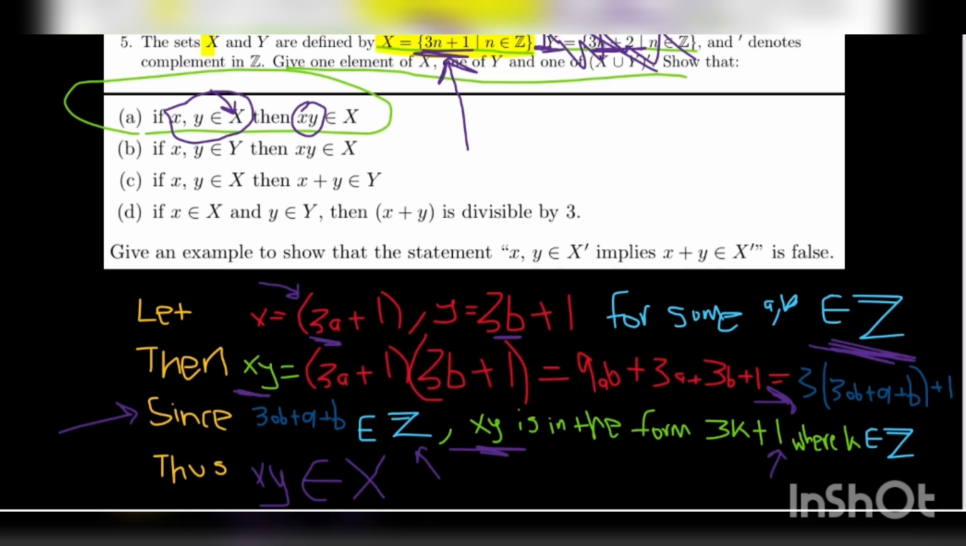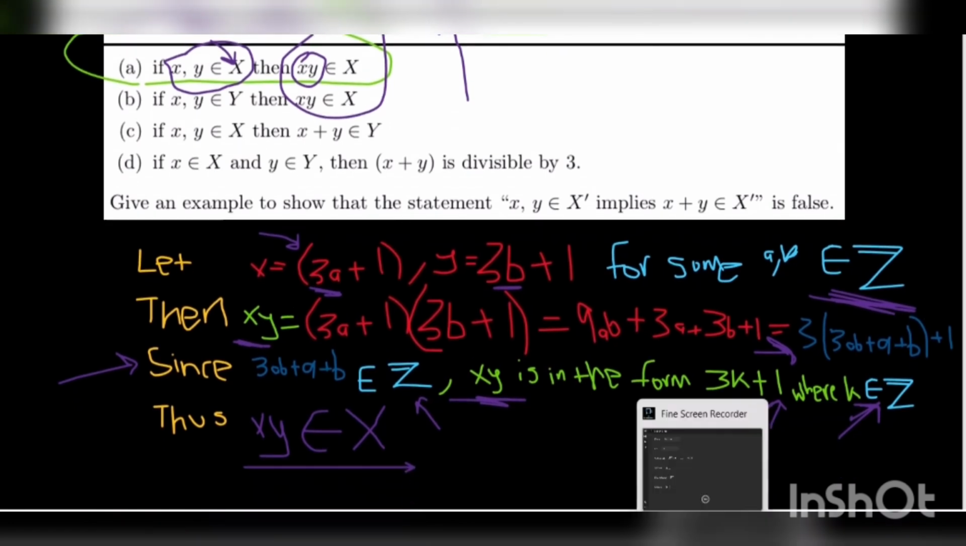And notice, we always have to show when you add a variable that it's an integer. And therefore, what did they ask us for? We asked for x times y is an element of X. And therefore, we just go thus, x times y is an element of X.